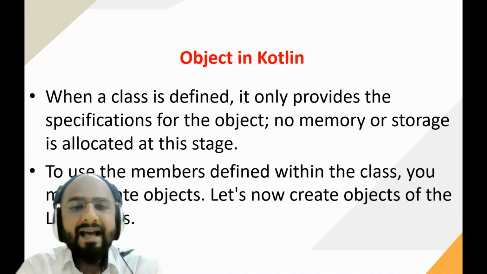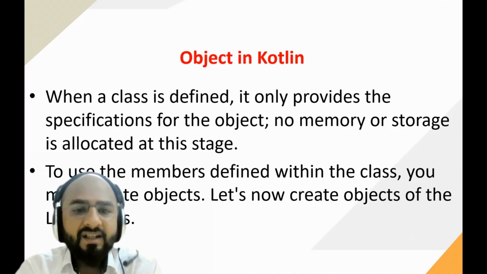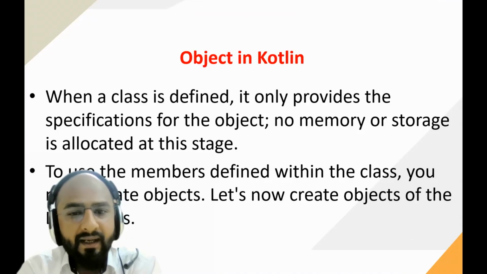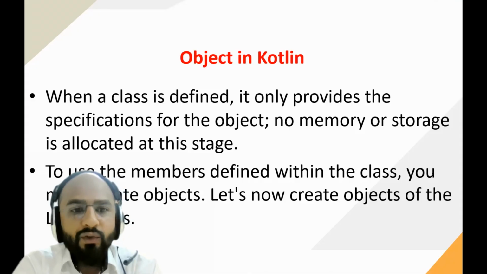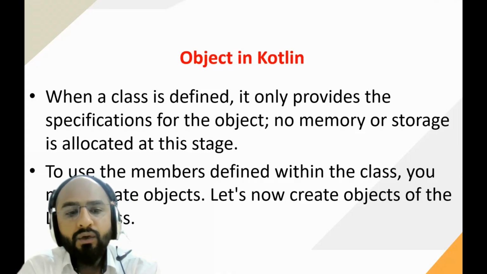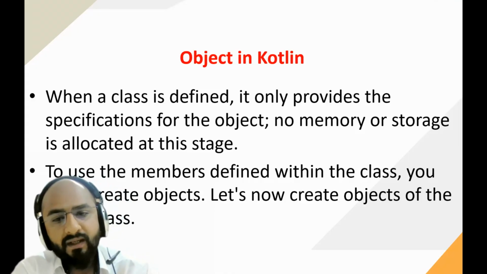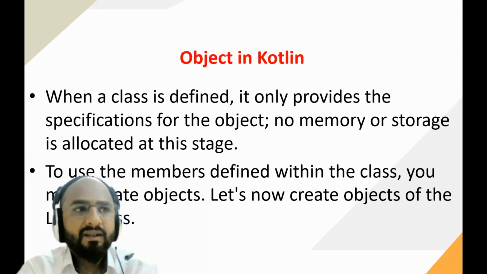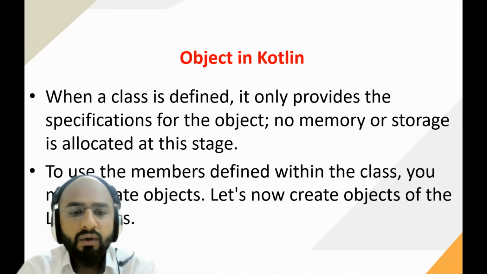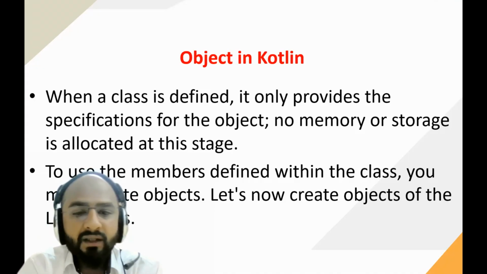Okay. So when a class is defined, it only provides the specification for the object. No memory or storage is allocated at this stage. So if you have created a class, no memory is allocated to that particular class in the computer. To use the members defined within the class, you must create objects. If you want to access a property of that class or call a method of that class, you need to create an object.